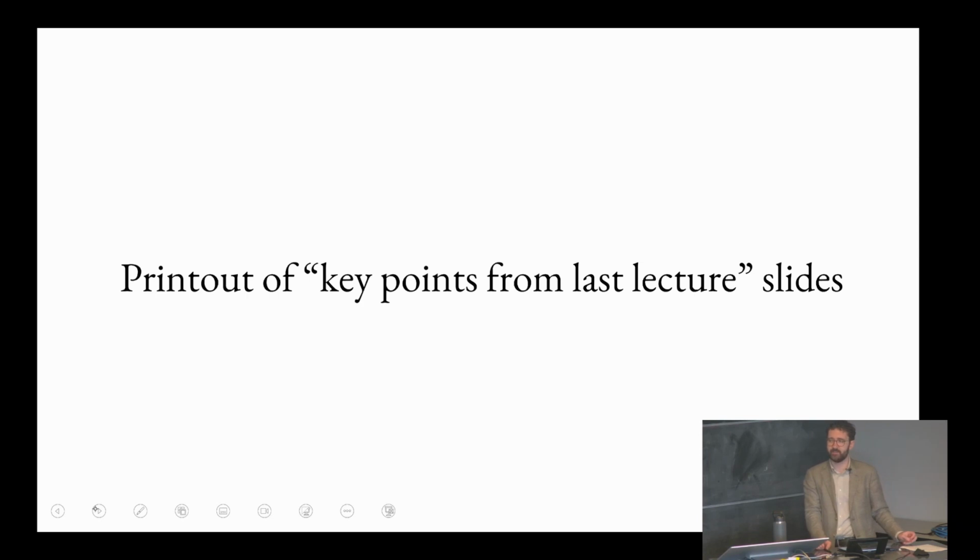Okay, so are there any questions about the midterm format, how you can prepare for the midterm, that sort of thing? No? Okay. So let's see.